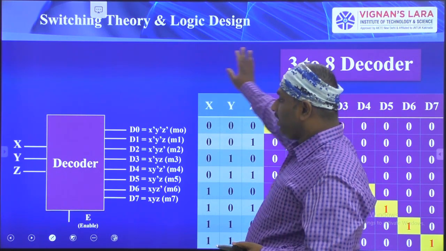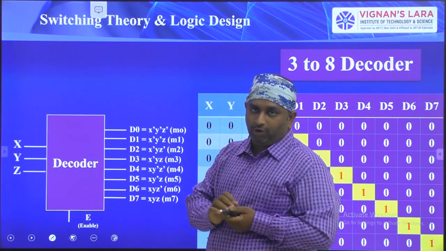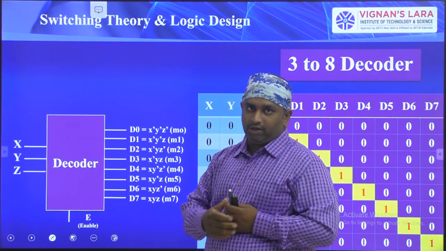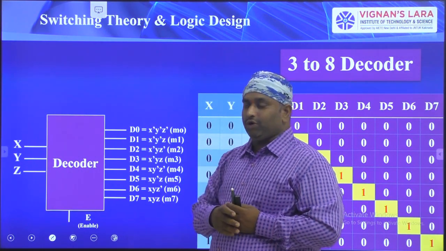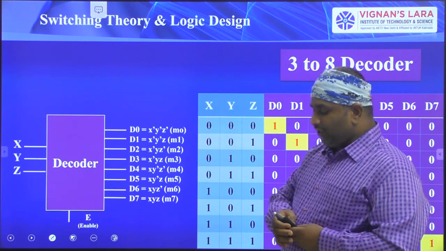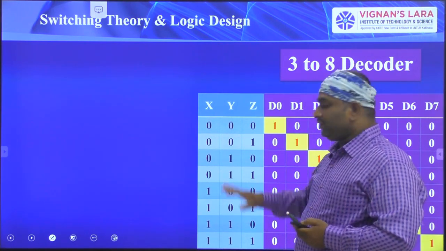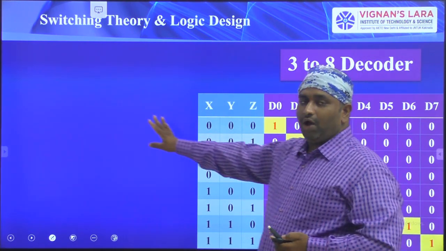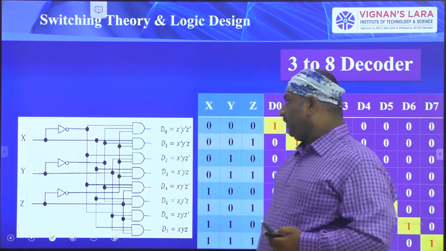For the 3 to 8 decoder, first you have to take your notebook. First you draw the 2 to 4 decoder. Then you have to draw the 3 to 8 decoder. Now you have to draw the internal diagram for the 3 to 8 decoder for the same truth table. You have to draw the 3 to 8 decoder internal diagram.